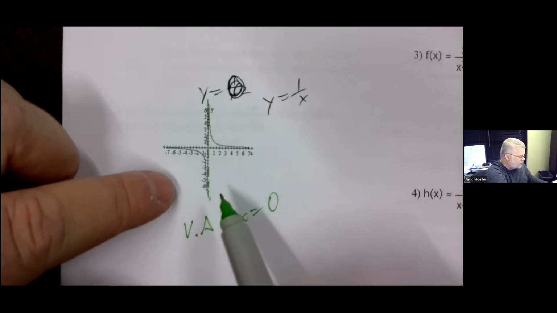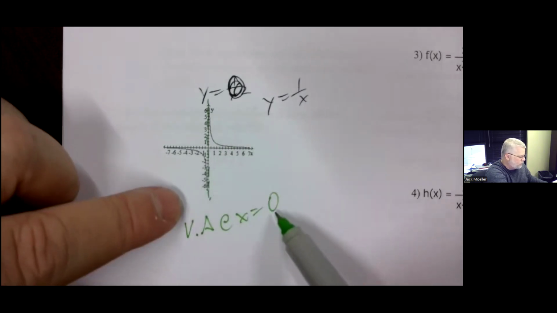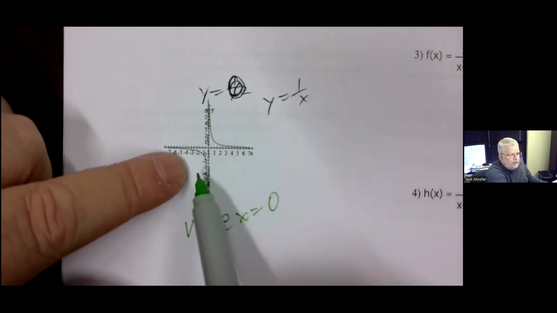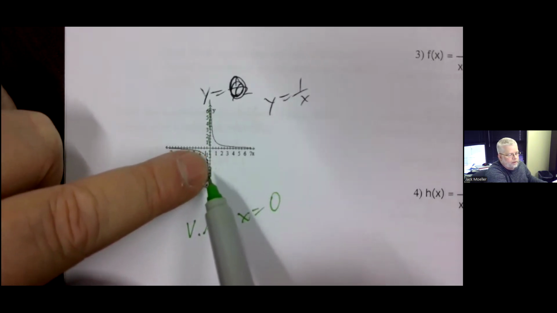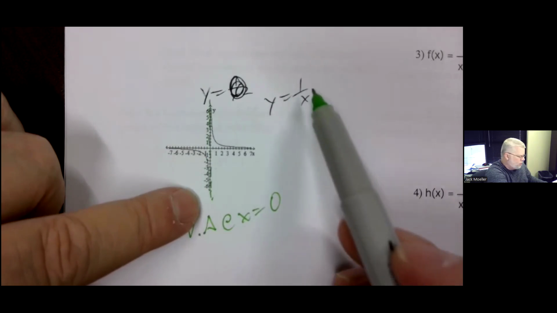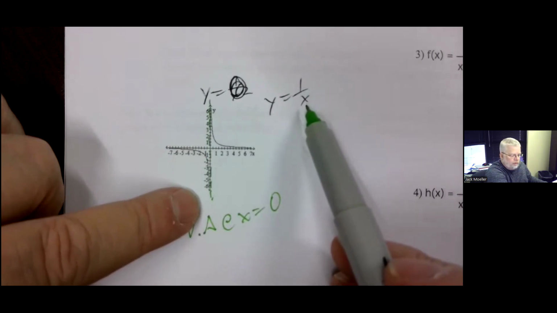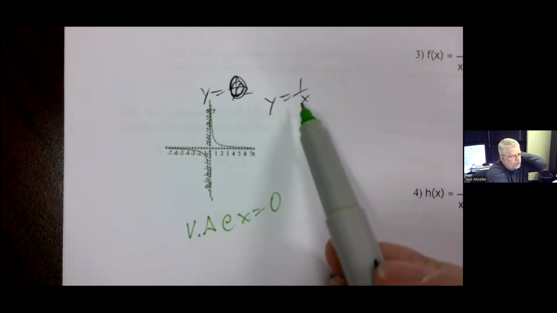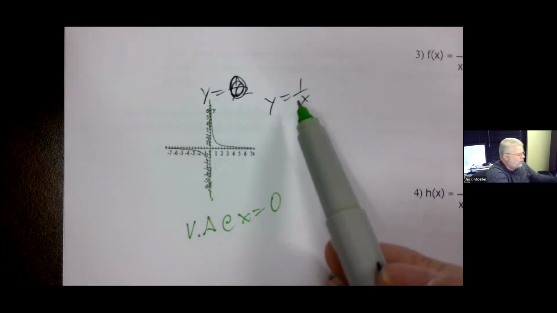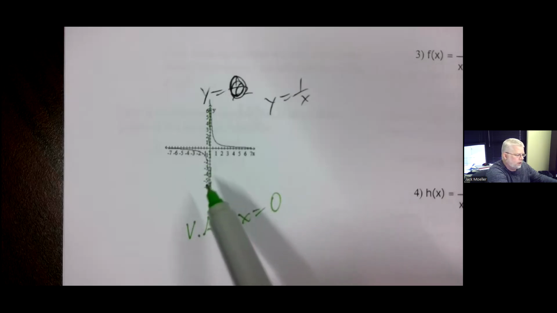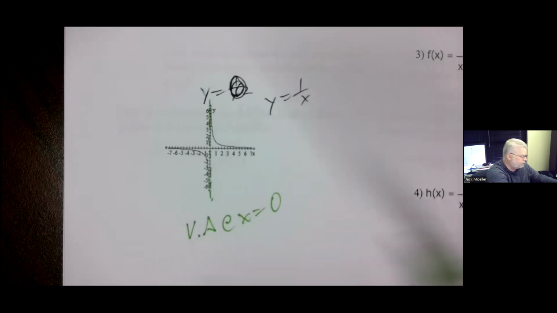And with vertical asymptotes, as we get closer and closer to 0 on the 1 over x, as we get closer and closer to 0 from the negative side, so like negative 0.1, negative 0.001, and so on, you're going down to negative infinity. Because you have 1 over a really small negative number, which, when you do the division, gives you a really large negative number.